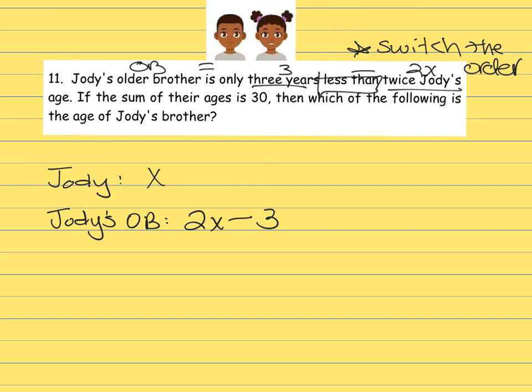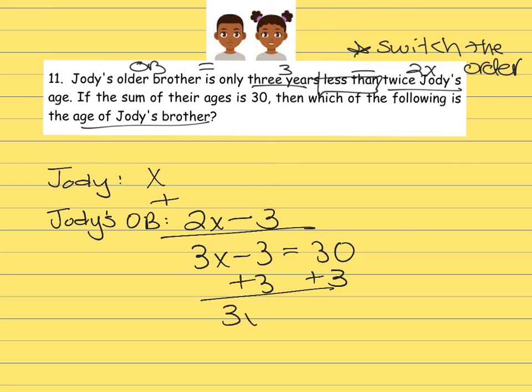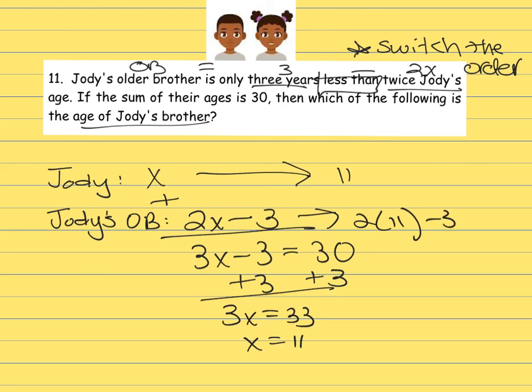If the sum of their ages is 30, so we're going to add these and get 3x minus 3 and set it equal to 30. Now I have a two-step equation to solve and answer the question, which of the following is the age of Jody's older brother? So we'll solve for x. That's Jody. Jody is 11, so her older brother is double that amount. Subtract. So 22 minus 3 is 19.